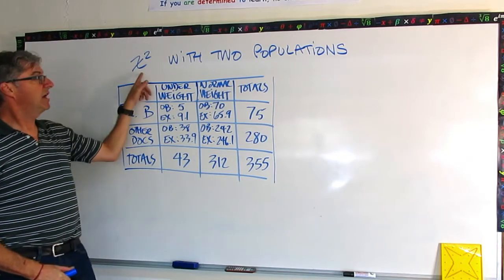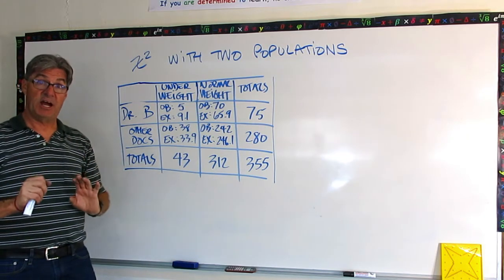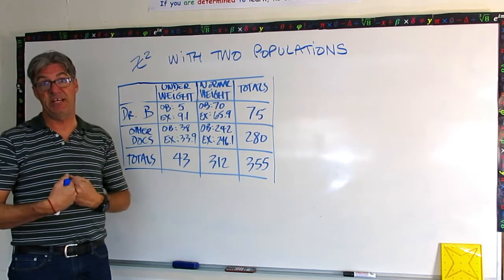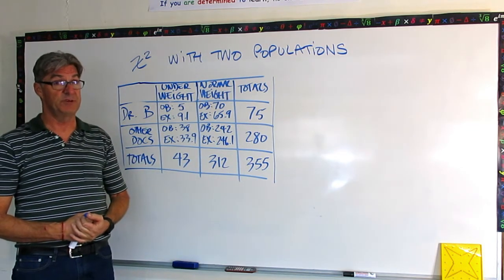Today's topic, chi-square with 2 populations. So this adds a complexity to our chi-square calculation. However, it's a necessary complexity because this is what you're going to need to do when you analyze the data you collect for your POW research.